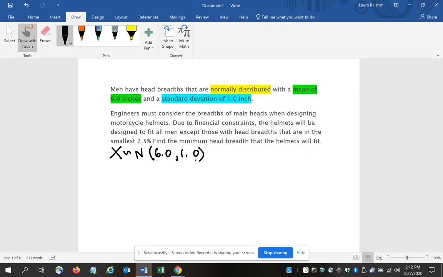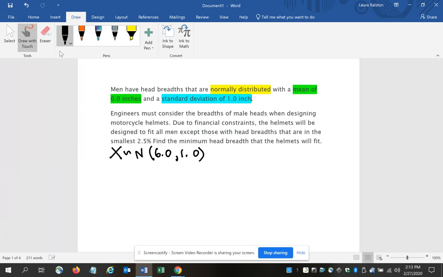And it continues on and it says, engineers must consider the breadths of male heads when designing motorcycle helmets. Due to financial constraints, the helmets will be designed to fit all men except those with head breadths that are in the smallest 2.5%. Find the minimum head breadth that the helmets will fit. Okay, so the first question we were trying to find the biggest helmet that they were going to make. In this question, they're asking about the smallest helmet.